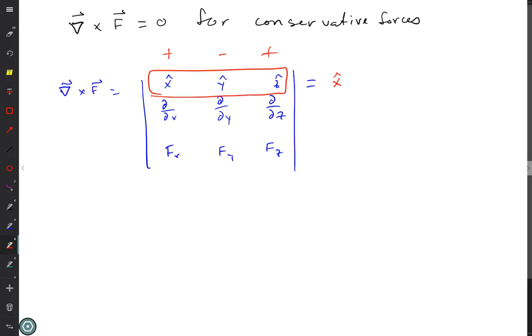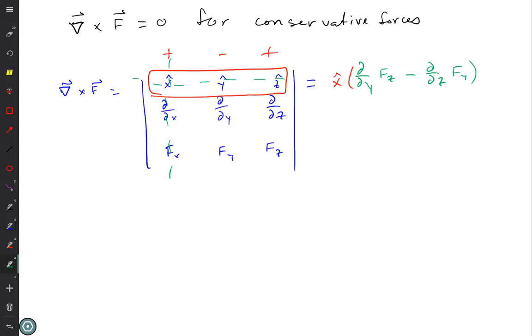So I have x hat multiplied by the determinant of its comatrix. The comatrix is the matrix I get if I cross out the row and the column that I'm looking at. So that leaves those two. The determinant of that, I have to do the top one, bottom one. So it's going to be d dy of fz minus d dz of fy. So that's the first term in my cross product. That's my x component of the cross product.